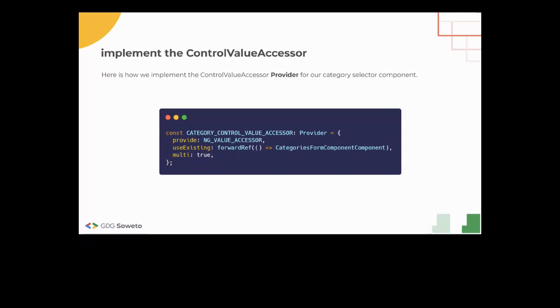For the second property, useExisting, we are forwarding a reference of our categories form component. Inside that I'm using forwardRef. So this is the first step: we have to add the provider in our category selector component.